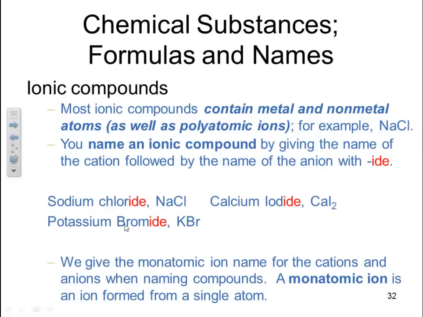We'll give the monatomic ion name for the cations and anions when naming compounds. So a monatomic ion is an ion formed from a single atom. So there's certain names. Typically it's the name of that species for the cations, for the metals. And then for the anions we tend to have the IDE ending on it.